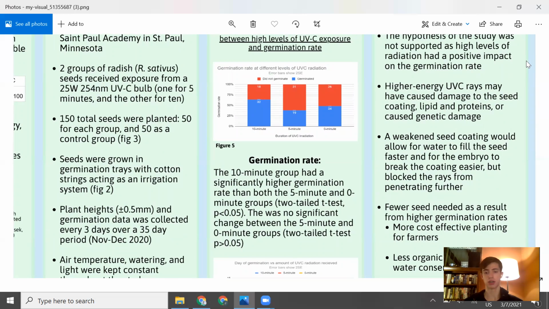But the seed coating would have blocked the rays from penetrating further into the seed and doing actual genetic damage, which would have changed the growth rate, which was not observed.